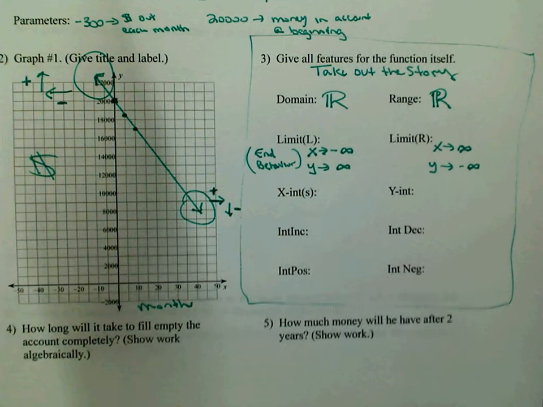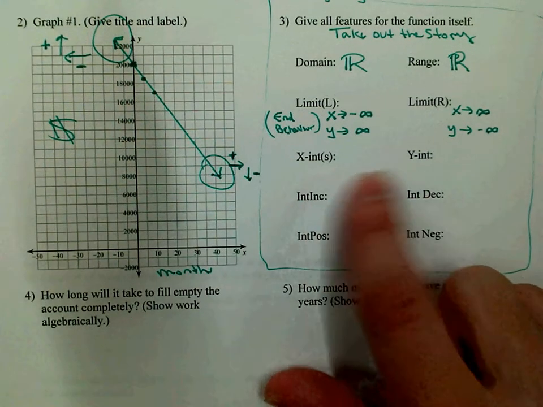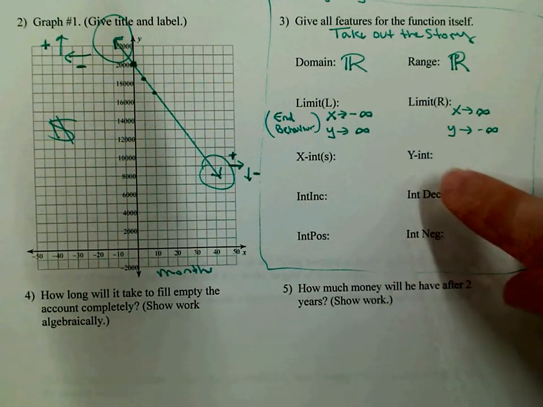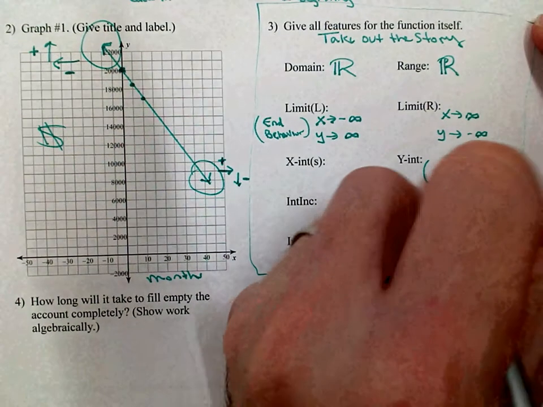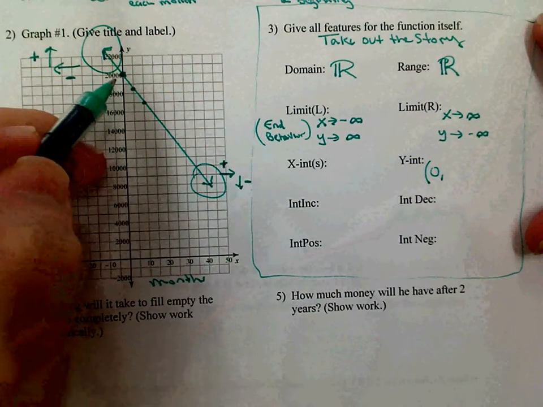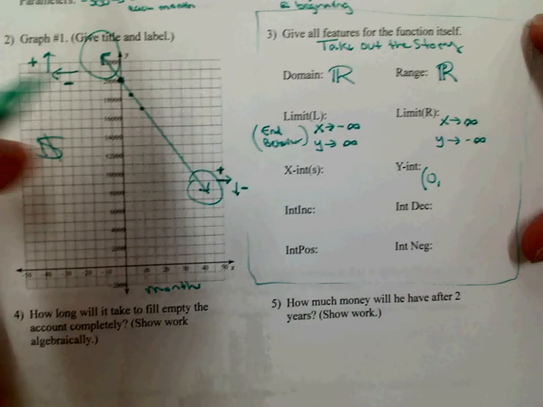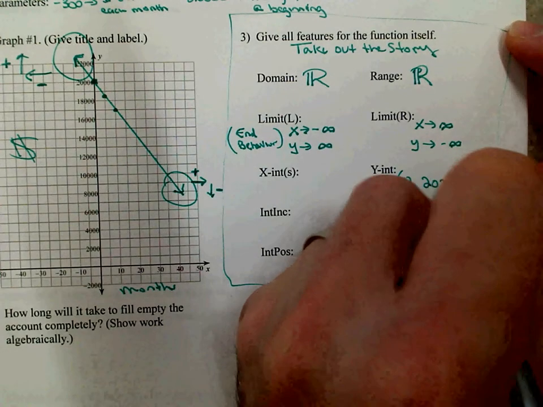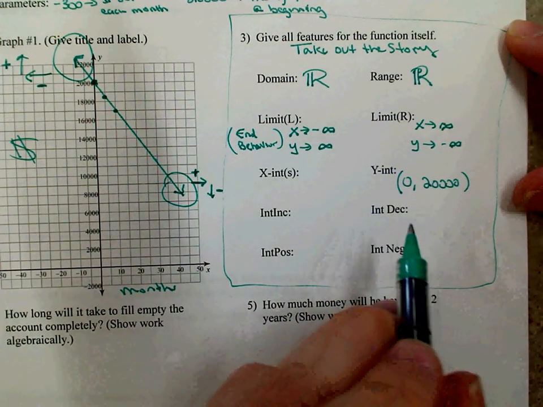Okay? Intercepts. The y-intercept is almost always going to be the easiest, so we'll start there. The y-intercept is your starting point. We said that was 20,000. Now don't write 20,000. Write it as a coordinate, so it would be (0, 20,000).